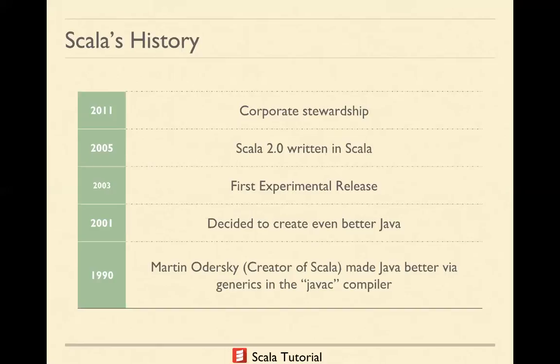So Martin basically implemented generics in the Java compiler. And that's what started him on Java, and he realized that he could create a better Java. So that's where he created the first experimental release. The clever thing Scala has done is that when you compile Scala code, it becomes Java's jar files.